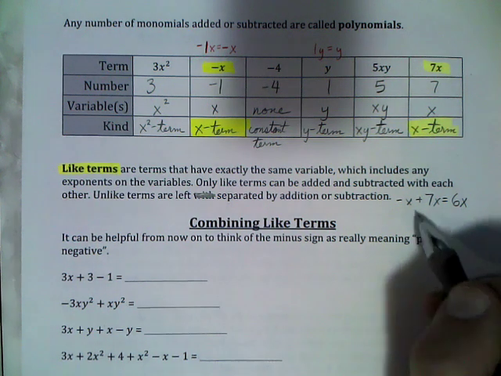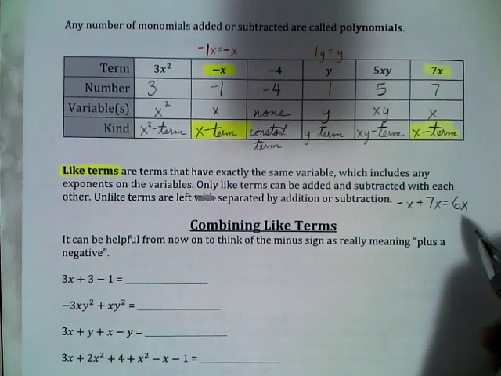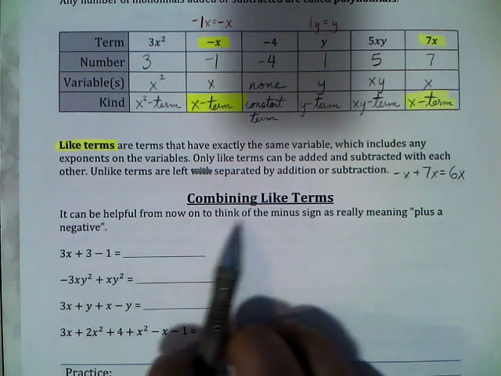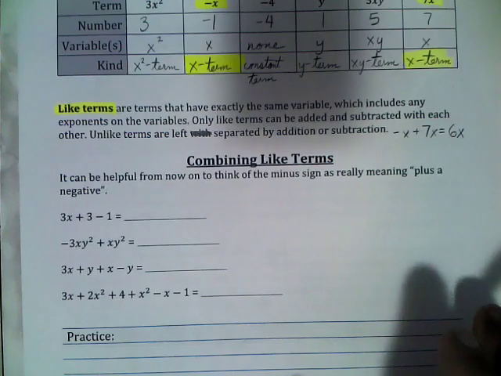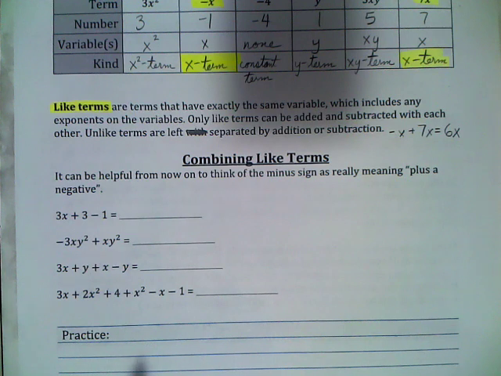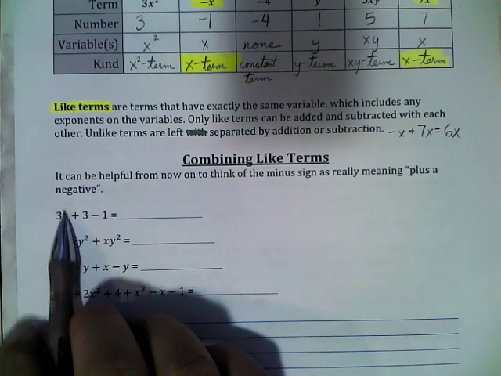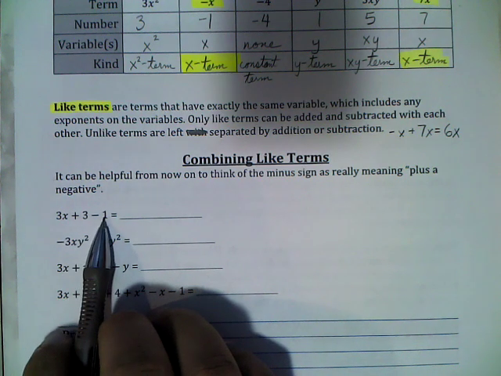So notice that it starts off with an x term and an x term, and it ends with an x term. It can be helpful from now on to think of the minus sign as really meaning plus and negative. We've already talked about that a little bit. So combining like terms, only the things that have the same variables can be added. So if I take a look here, I'm looking at the variables. This has an x, which makes it an x term. No variables makes that a constant term. No variables makes that a constant term.